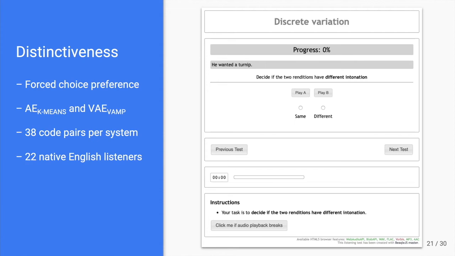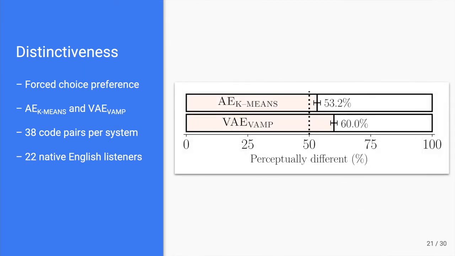Doing this test for all pairs of 20 renditions for two systems would be prohibitively expensive, so we chose 38 pairs randomly for each system. 22 listeners participated in this test, and if we take the binomial significance test of these results, we find that both our baseline and our system produced perceptually distinct renditions more than half the time, and our VampPrior model was doing so significantly more than the baseline.